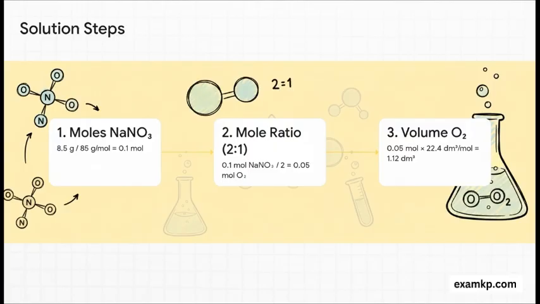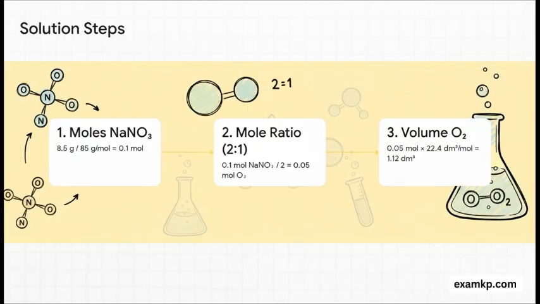Now, and this is crucial, we look at our balanced equation. The ratio is 2 to 1. For every 2 moles of sodium nitrate, we only get 1 mole of oxygen. So we have to cut our moles in half, giving us 0.05 moles of oxygen. Finally, we use our magic number. 0.05 times 22.4 gets us 1.12 decimeters cubed.